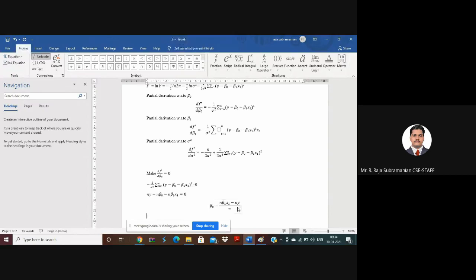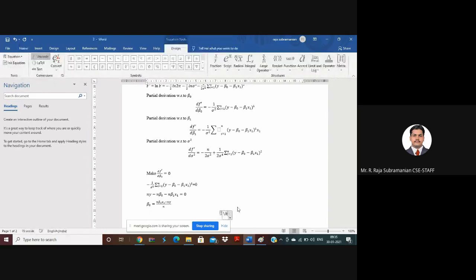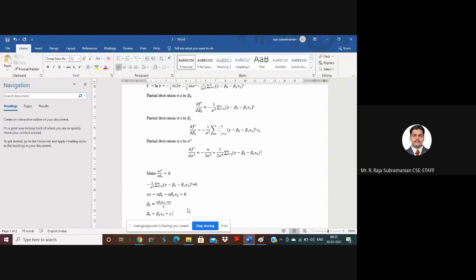This was the term. So I'll get the final beta naught value also here. This beta naught is now nothing but beta. I cancel the n. So I'll take the n common over and then cancel everything. So I'll get beta 1 x1 minus y. So this was the term for the beta naught parameter. For the beta naught parameter, I can estimate by using beta 1 x1 minus y.